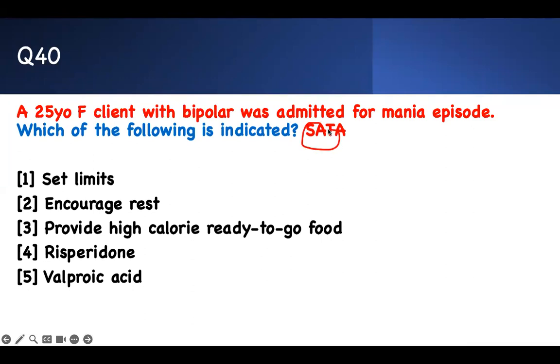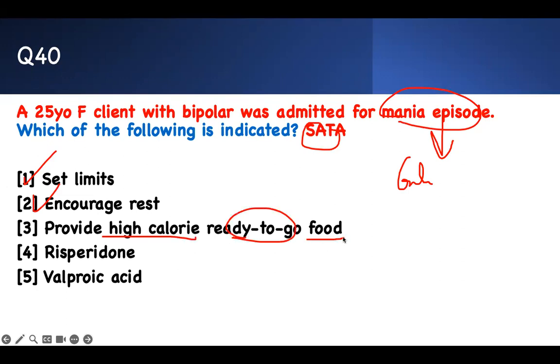And the last question, of course, select all that apply. You can't do this without a lithium question. A 35-year-old female client with bipolar was admitted for a manic episode. Which of the following is indicated? I'm in mania. I'm bipolar. You got to control me. How do you control me? Set some limits. Let me rest. Give me calories because I've been using all my energy. But if you give me food, I have to sit down and eat with a spoon. I'm not eating. So you give them high calorie, ready-to-go food, like hamburgers, burritos, milkshakes.